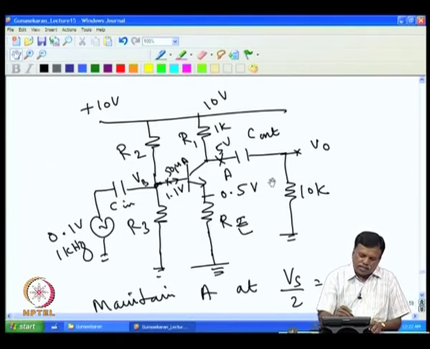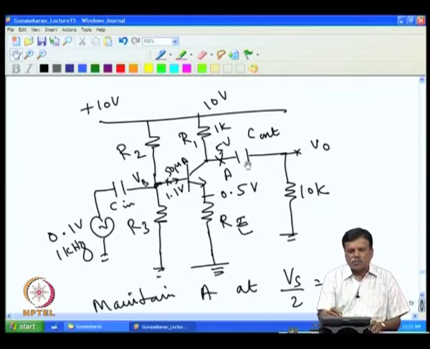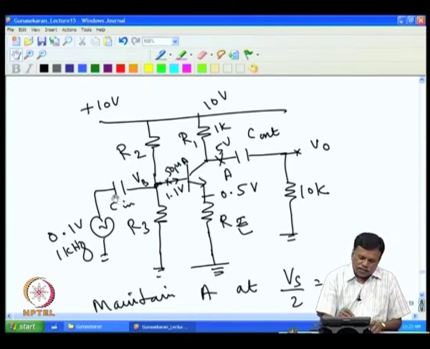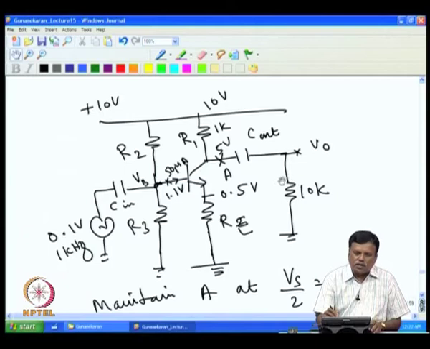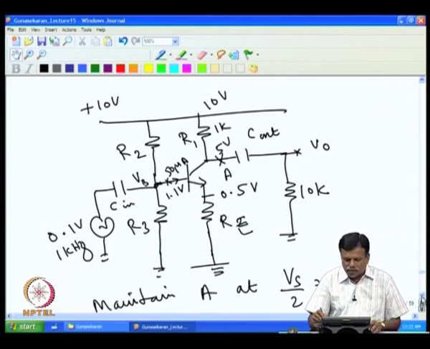Then the only thing is that capacitors are to be selected for C in and C out. The impedance of C1 and C2 must be small compared to the loads that they are seeing. This capacitor is seeing R2, R3 in parallel as a load resistance. So, the impedance of this C in should be much smaller at 1 kilohertz frequency compared to R2, R3. Similarly, the impedance given by this must be much smaller compared to the load resistance, so that not much voltage is lost. So, we have to decide on C in and C out.